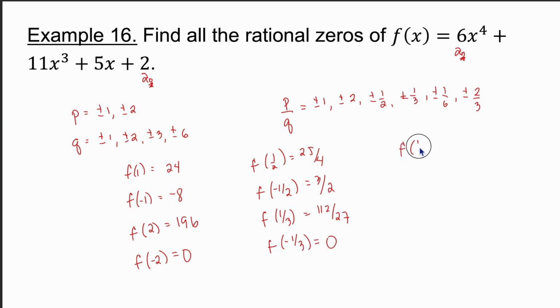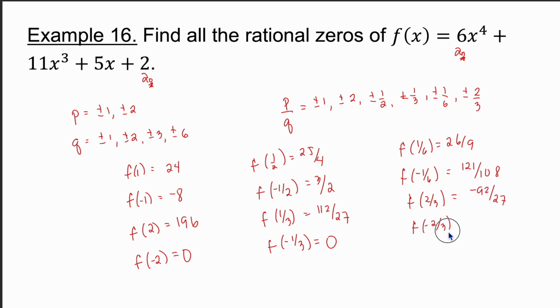Ang f of 1/6 ay 26 over 9. Ang f of negative 1/6 is 121 over 108. Ang f of 2/3 ay negative 92 over 27. At ang f of negative 2/3 ay 88 over 9. So, based dito, dalawa lang yung zeros natin. We have negative 2 and negative 1/3.